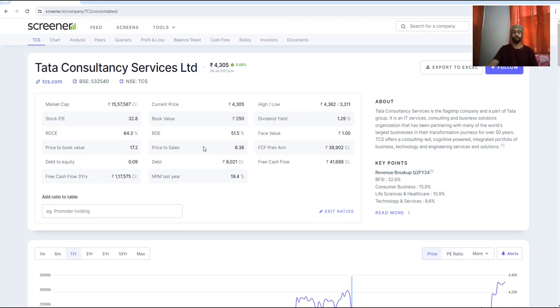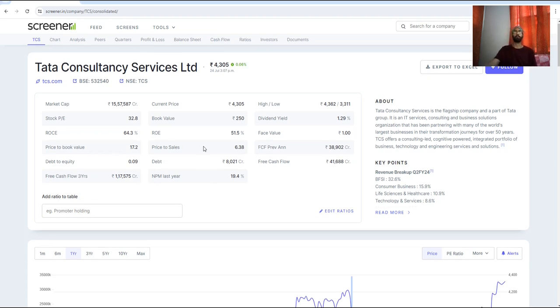So friends, we are in the page of Tata Consultancy Services, right? Now you can see here, there is a market cap of 15.57 trillion. The current price is 4305 rupees. Highs and lows 4362 and 331, right? Then there is free cash flow, which is 41,688 crore rupees.